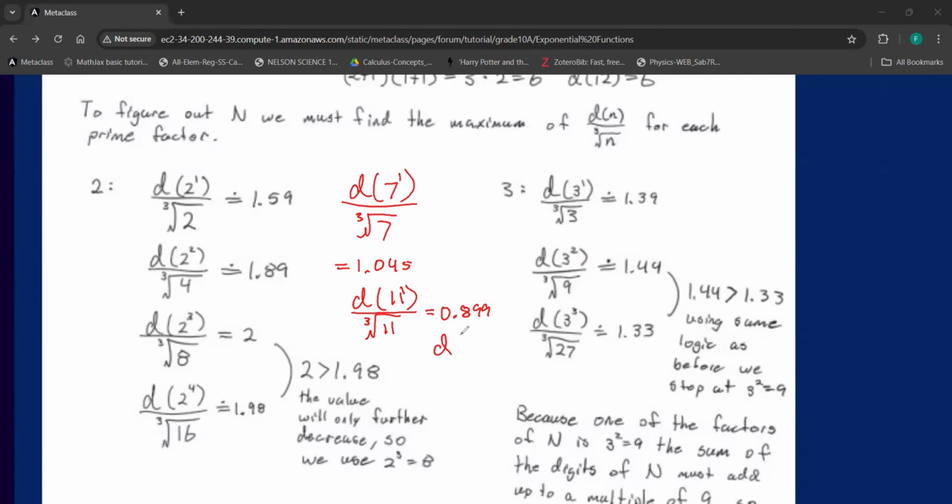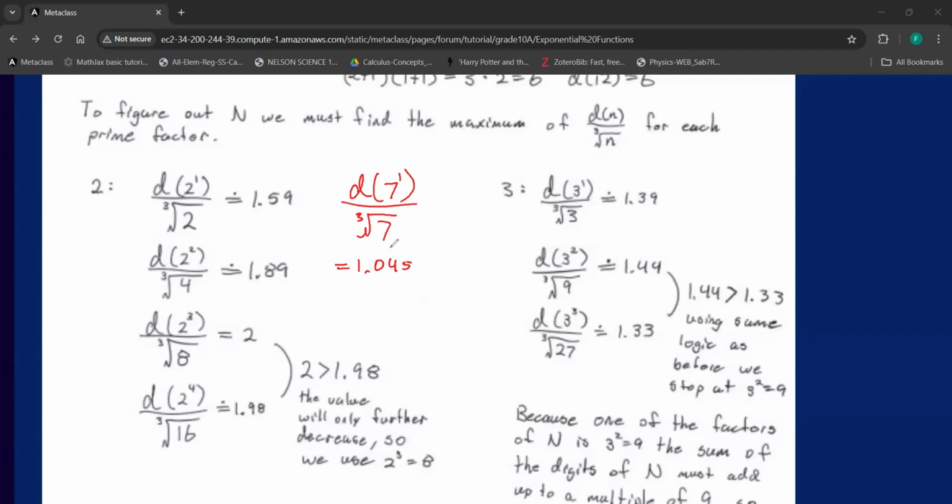if you look at d of 11 to the power of 0, and any number to the power of 0 is just 1, so this would be the cube root of 1. And you add 1 to 0, so that's 1 over 1, which is just equal to 1. So that means that this would be the greatest value for the power of 11. So starting from 11, so 11, 13, 17, all those numbers would just not be part of the prime factorization of n.